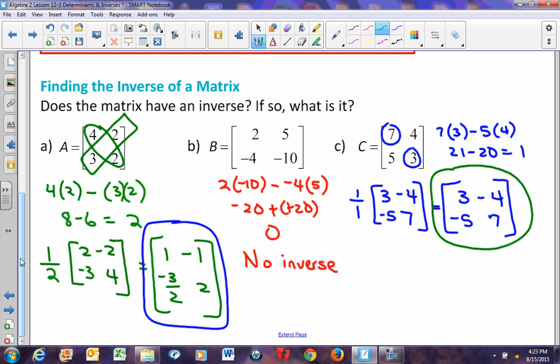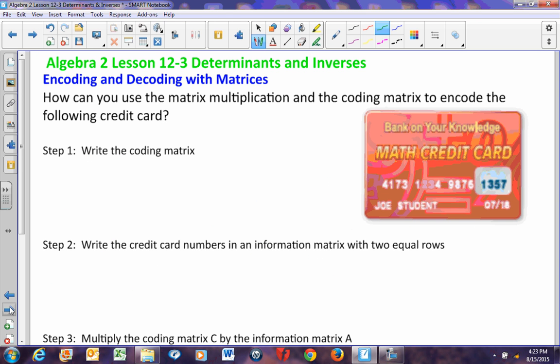Okay. Now, let's use this for a real-life application. You might be saying, why do we have to learn matrices? Because matrices give you lots of real-life applications. Let's say you have this lovely credit card with you. Bank of your knowledge, not credit card. Account number is 4173 1234 9876 1357.